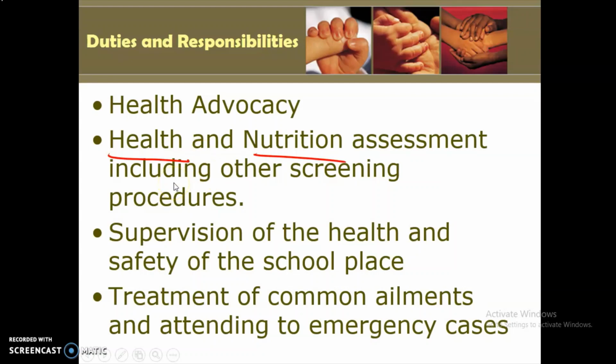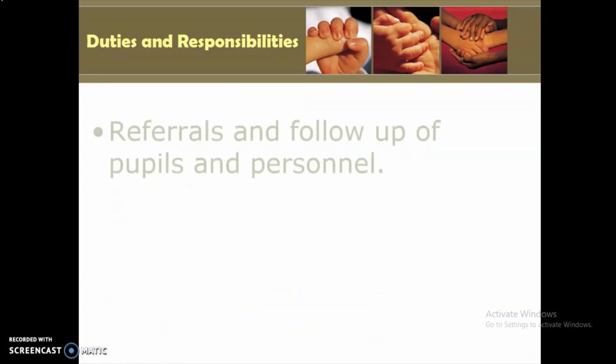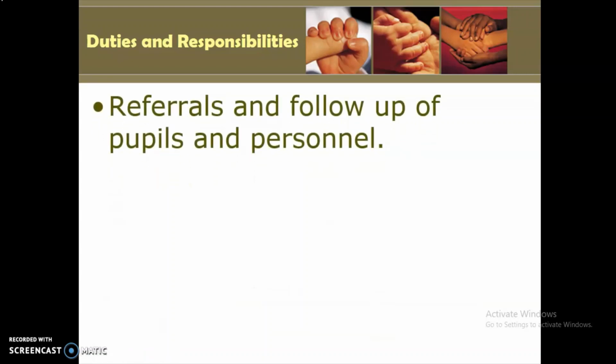So first is you need to provide first aid. Then after that, you are going to do the referrals and follow up of pupils and personnel, especially post hospitalization. Like for example, pag may na-hospital na estudyante or may na-hospital na school personnel, okay, one of your responsibilities is to follow them up as well, to guide them during their recovery.